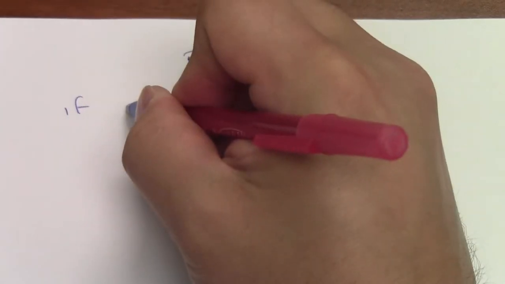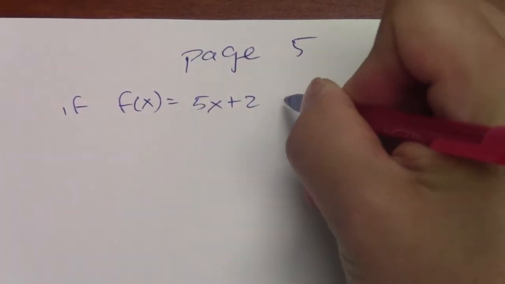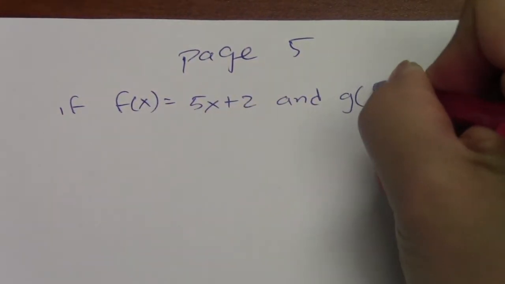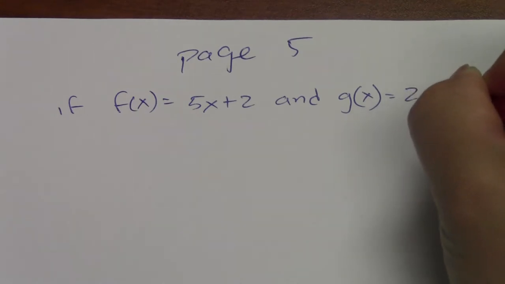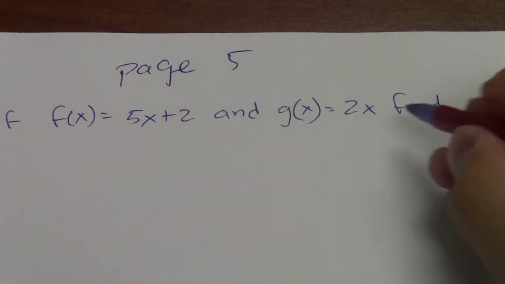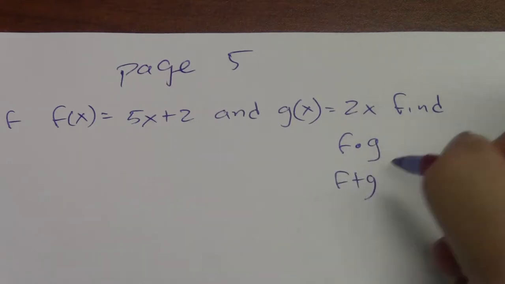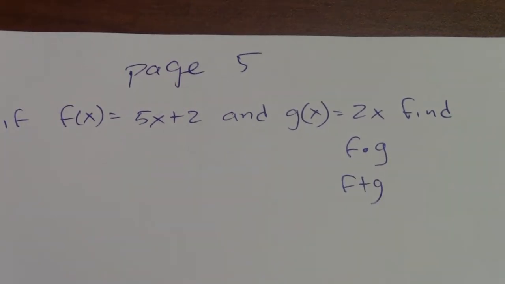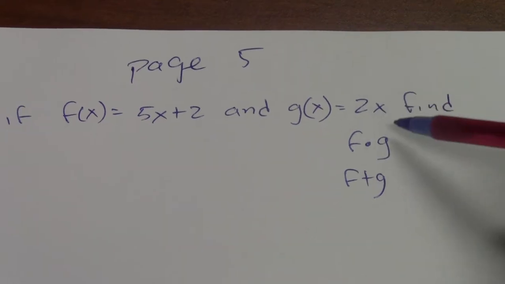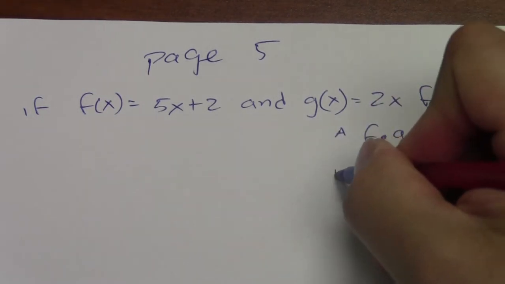Page 5. There it goes. All right, now there's going to be some problems. It says like if f of x equals 5x plus 2 and g of x equals 2x, find whatever. It might say f times g, and it might say f plus g, or it could say f divided by g, or g plus whatever. Basically, all you're doing is just plugging in these values. So let's say this is equation A, this is equation B.